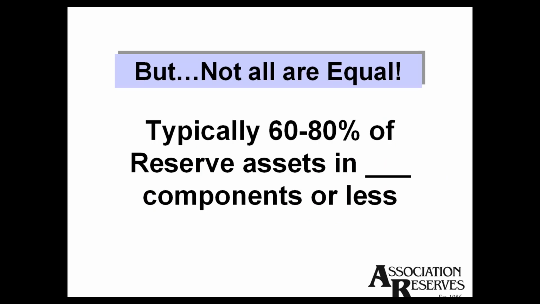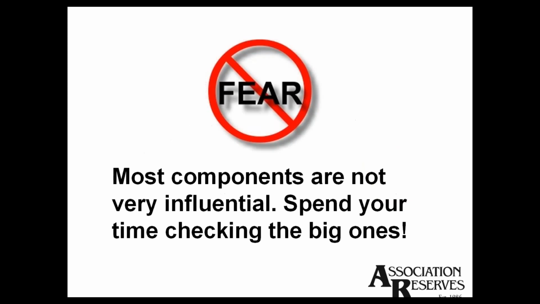And not all reserve components are equally significant. Typically, just a few components dominate your reserve study. Out of the 30 to 50 components in a typical reserve study, how many do you think are dominant? You got a guess? The answer is typically 5 or less. It's usually a wonderfully small number, and often the number of dominant components is even only 2 or 3.